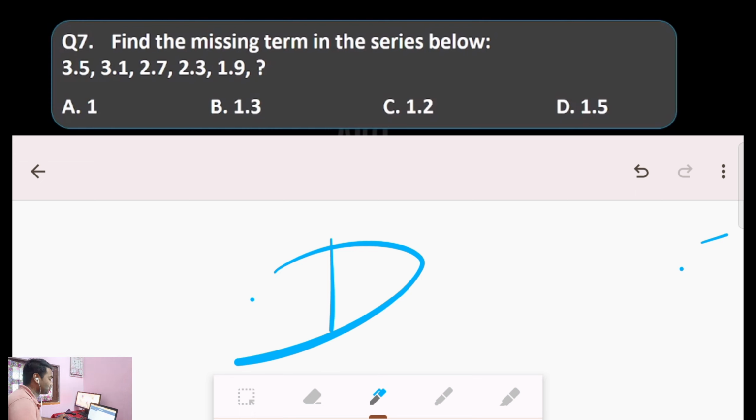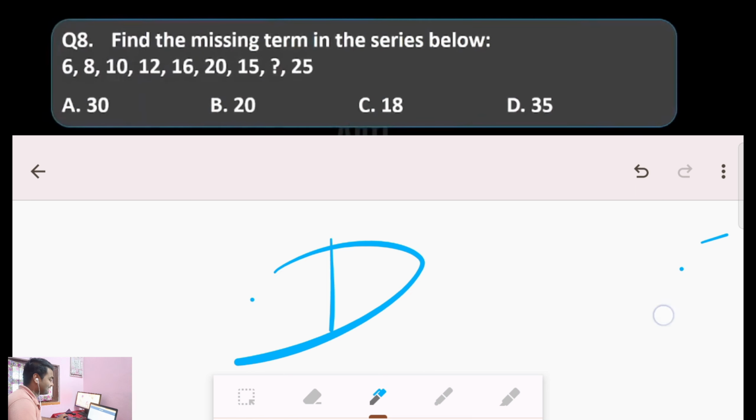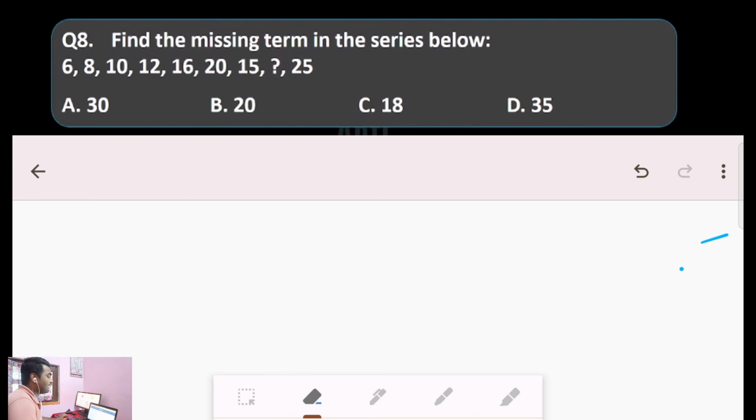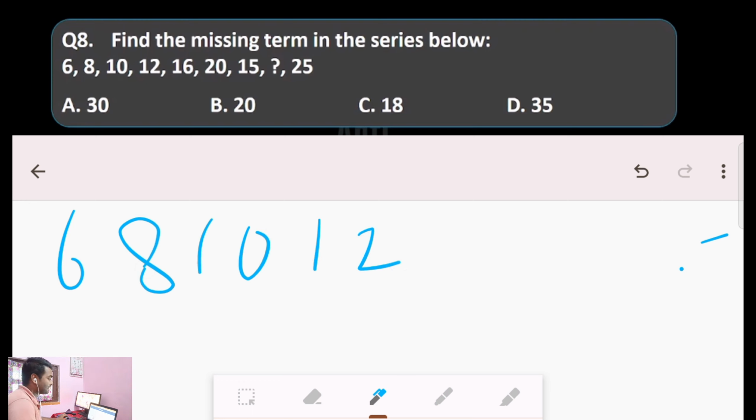So let's move to the eighth question. Guys, this question can be tricky. We do not have a similar kind of logic here. They are asking for the missing term. So let's get to the answer. We have 6, 8, 10, 12, 16, 20, and so on.